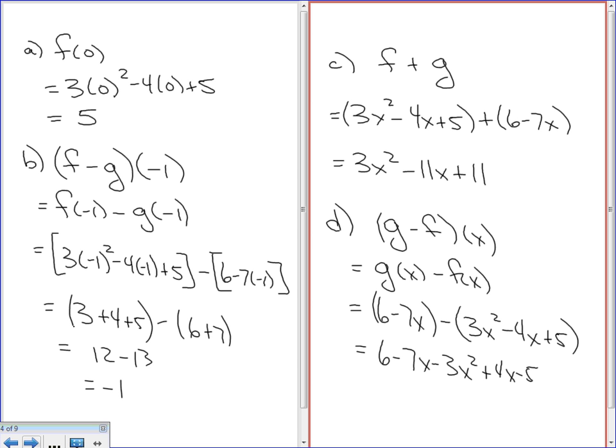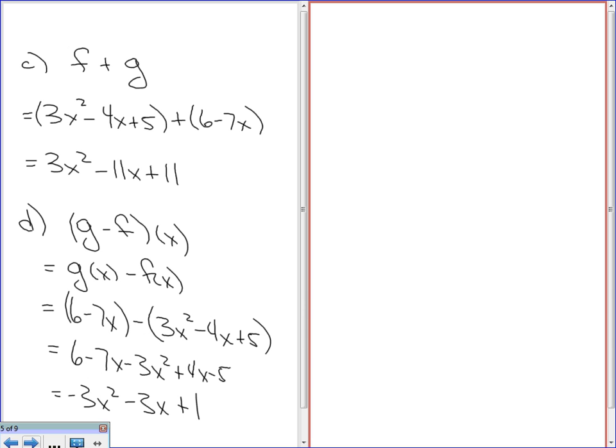Okay, so collecting like terms. When you collect your like terms, put them in standard form. So do your squareds first, then your x term, and then your constant term. Which is a matter of adding or subtracting, whatever you need to do, and then collecting the like terms.